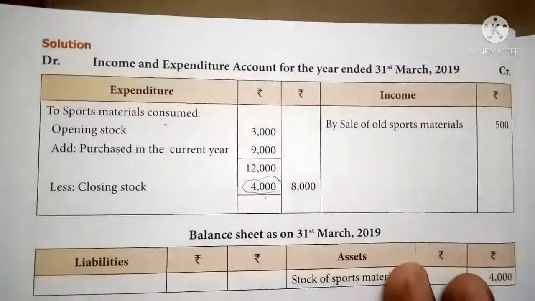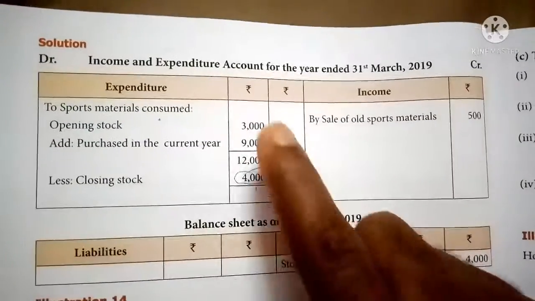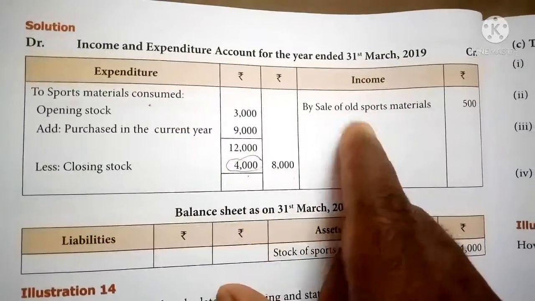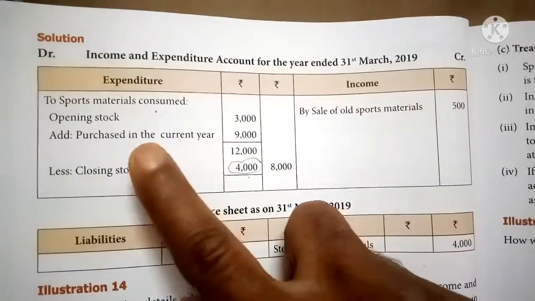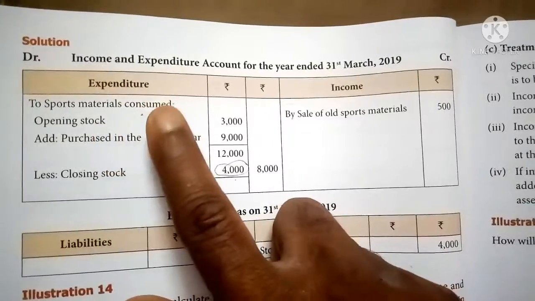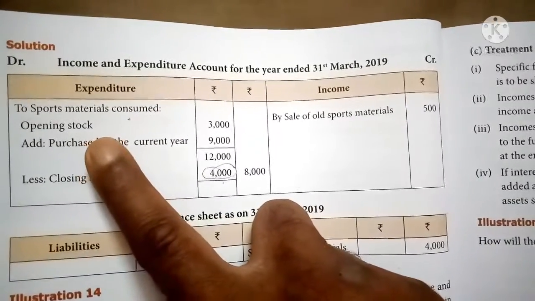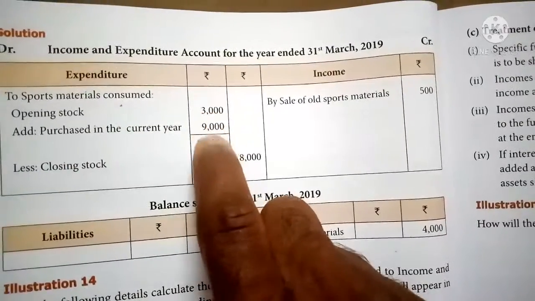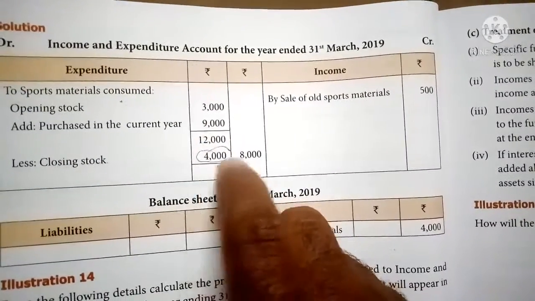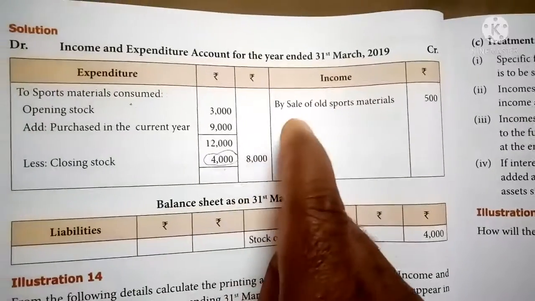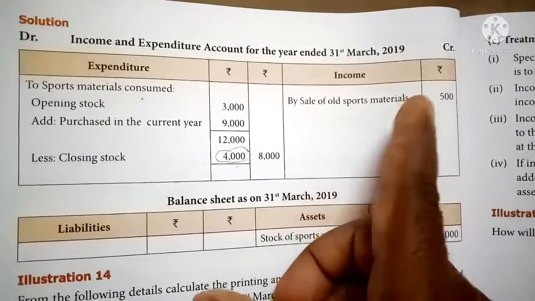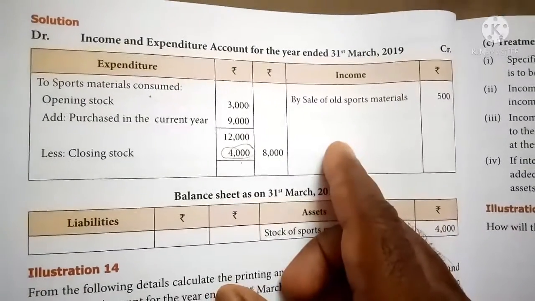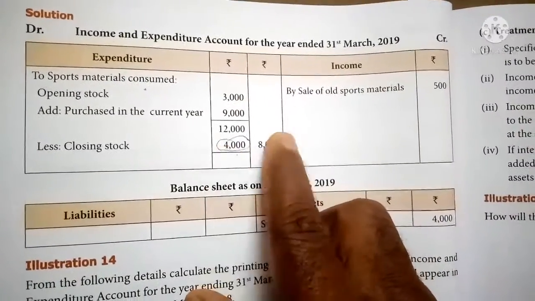It is the income and expenditure account. First you write the heading, make two sides, debit side and credit side, write all the necessary columns. On the debit side, first write sports material consumed. With that, first write the opening stock, then add purchase, then less closing stock, subtract it, and write the net amount in the outer column. On the credit side, by sale of old sports material you can write 500. No need to balance the ledger, you can just show the items, that is enough.